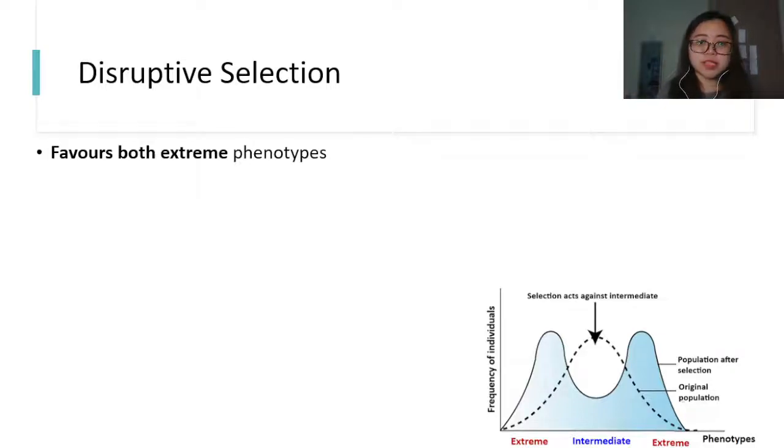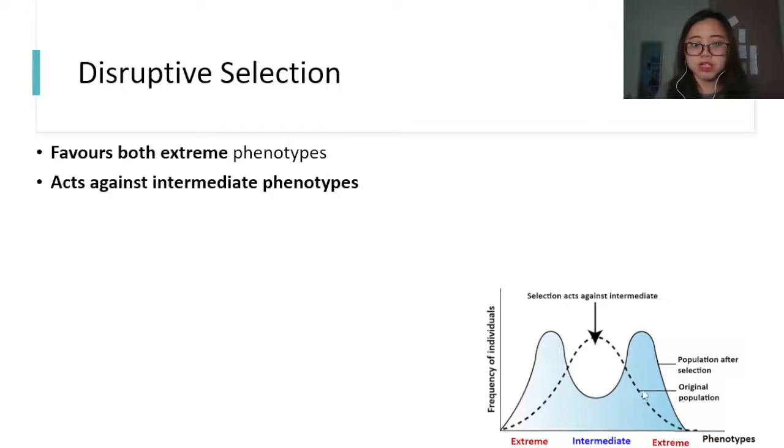Disruptive selection disrupts, dia mengacau. It will favor both extreme phenotypes, but acts against the intermediate phenotypes. So yang paling gelap dan paling cerah, kalau kita cakap pasal warna, akan lebih menang. Tapi yang tengah-tengah, tidak terlalu cerah, tidak terlalu gelap, dia akan kurang advantage dia dalam persekitaran ni.